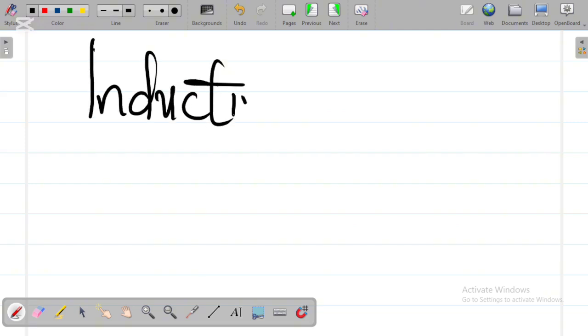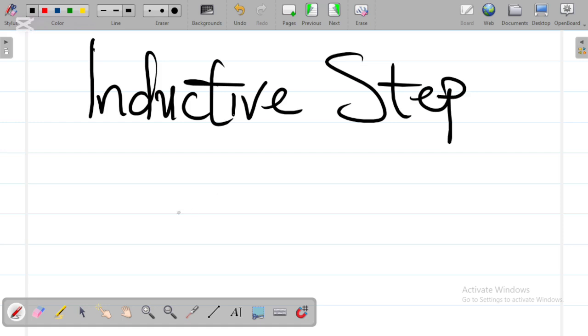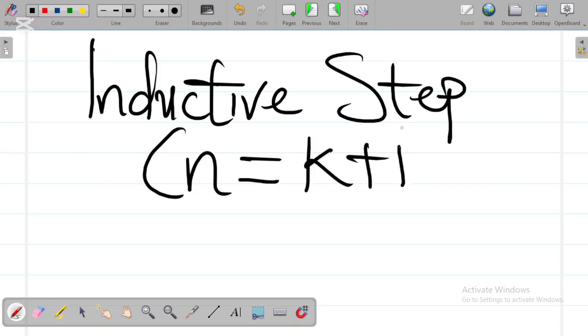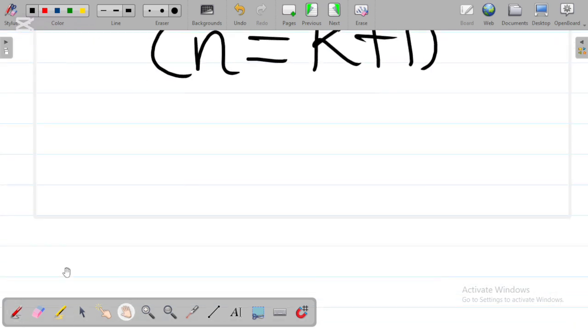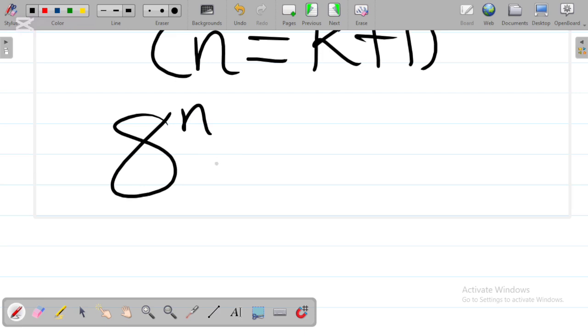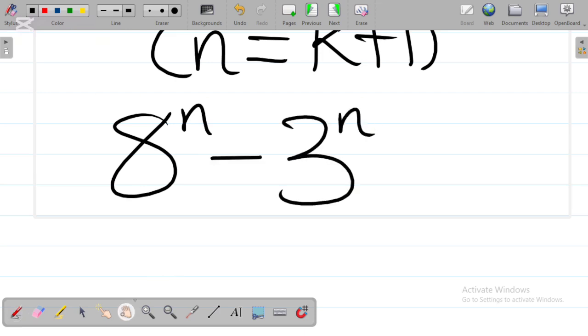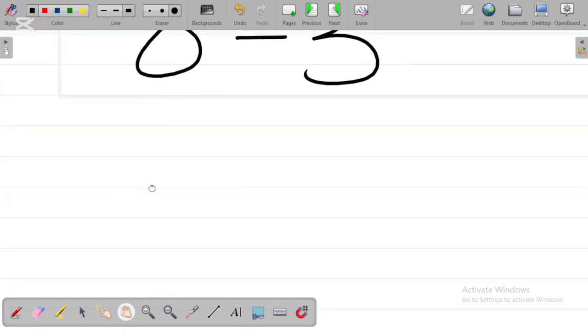Alright, the next step is the inductive step. That's the next step. And for the inductive step, n is equal to k plus 1. Now remember that the equation given is 8 raised to the power n minus 3 raised to the power n.